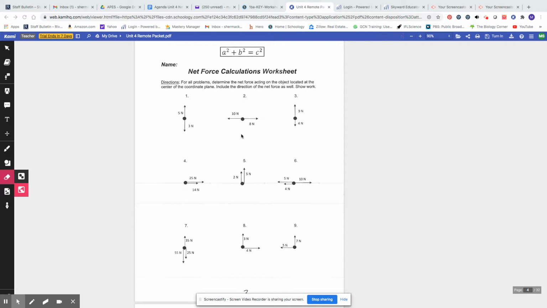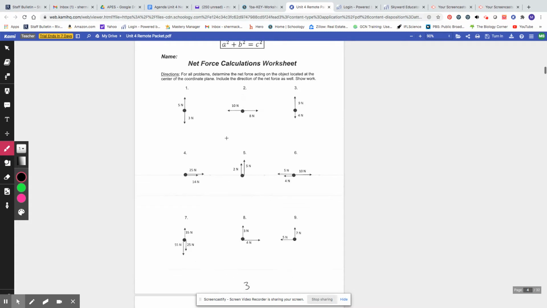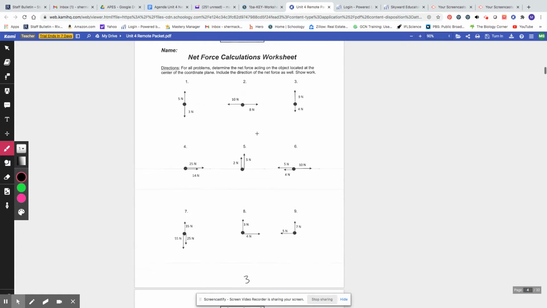This video is going to review how to determine the net force of an object. And we're going to be using the a squared plus b squared equals c squared equation, which is the Pythagorean theorem. So we've done these problems before in our last note session on how to calculate the net force, simply going either in the y direction or the x direction, right? We know that up is positive, down is negative, left is positive, and right is negative, and we just add up the forces going in the directions.